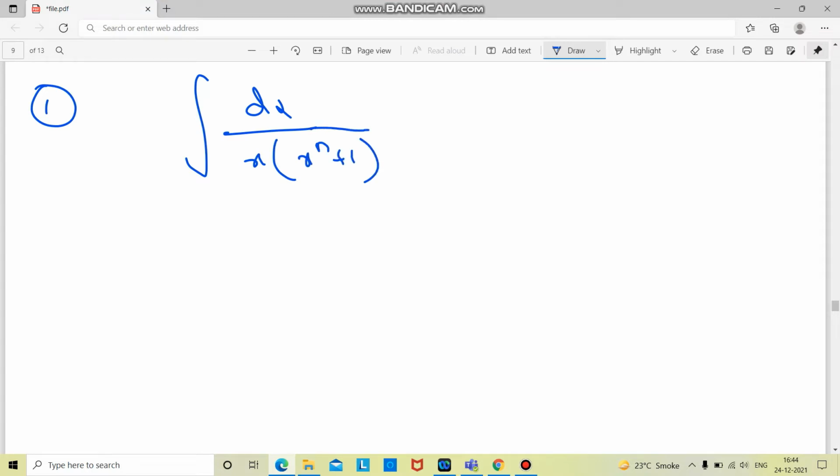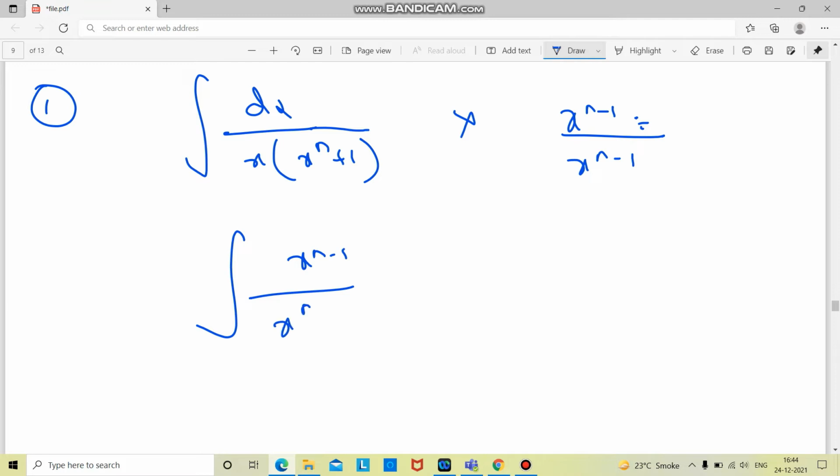We will discuss some more questions. First question is integral dx by x, x to the power n plus 1. In this we can multiply and divide by x to the power n minus 1. We will get x to the power n minus 1 by x to the power n plus 1.